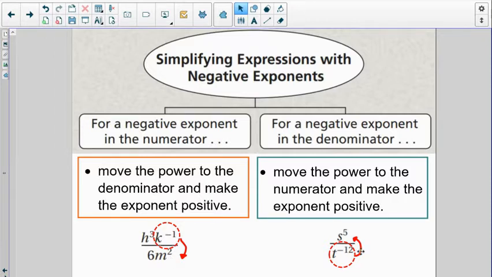Now, if the negative exponent is in the denominator and we want to make it positive, what we have to do is take that power, that part, and we have to move it up to the numerator, and then we change that to a positive.